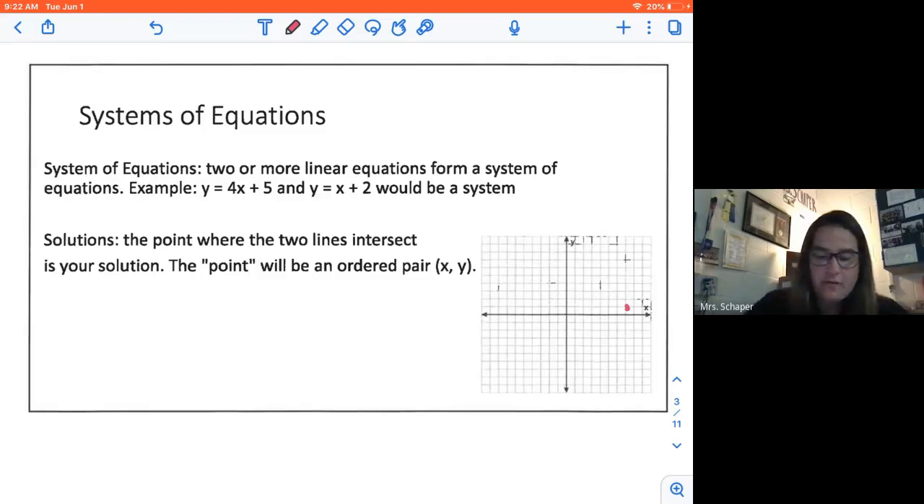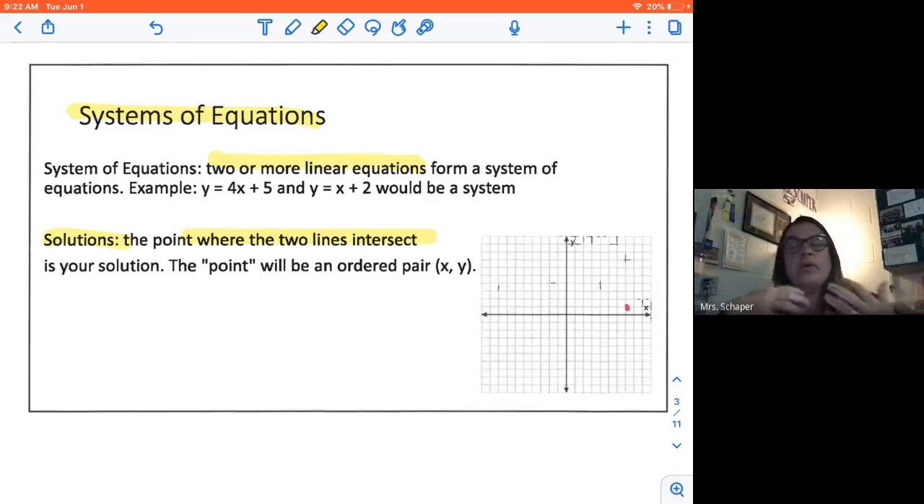So let's talk about, first of all, what is a system of equations? A system of equations is 2 or more linear equations. And so the solution to the system is the point where the 2 lines intersect. So yesterday you reviewed graphing, and today we're going to utilize that skill, and then we're going to look to see where the 2 lines intersect. And where they intersect is going to be considered their solution. The point will be written as an ordered pair.